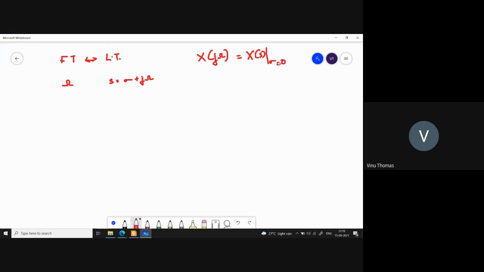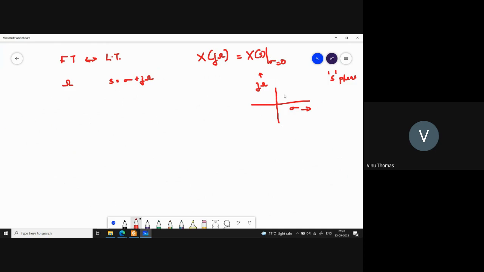You can generally write X of j omega as equal to X of s at sigma equal to 0. So if I put sigma equal to 0, let us draw a two-dimensional complex plane. Sigma being the real axis, j omega being the imaginary axis. And so this is basically the S plane, which is a complex two-dimensional plane. And you plot H of s or X of s as a surface plot on this two-dimensional plane.